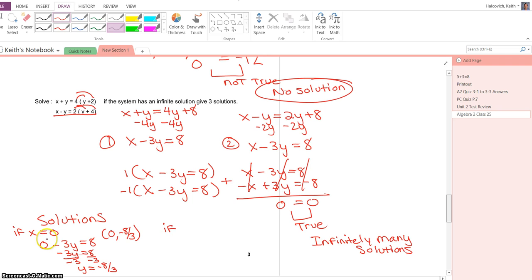Let's say x equals 1, so we're just choosing numbers for x. So 1 minus 3y equals 8. So then we subtract 1, so negative 3y equals 7. Divide by -3. So y equals -7 thirds. So 1 and -7 thirds are another solution.